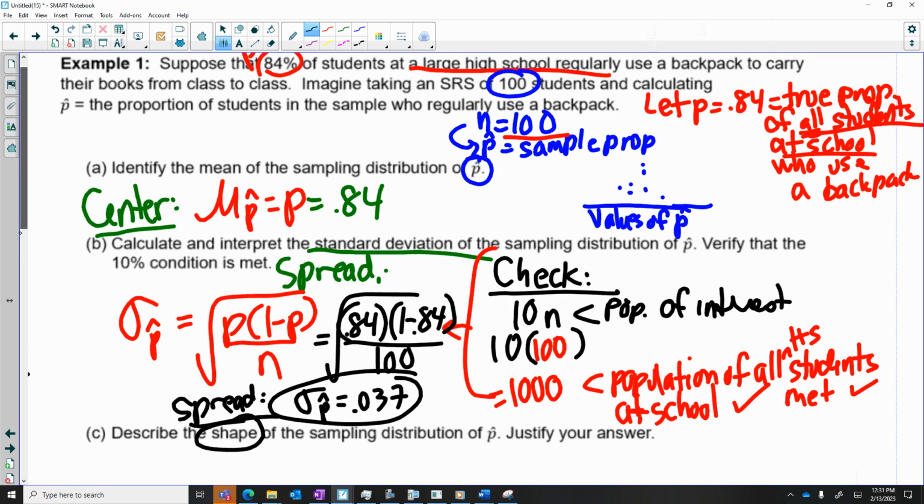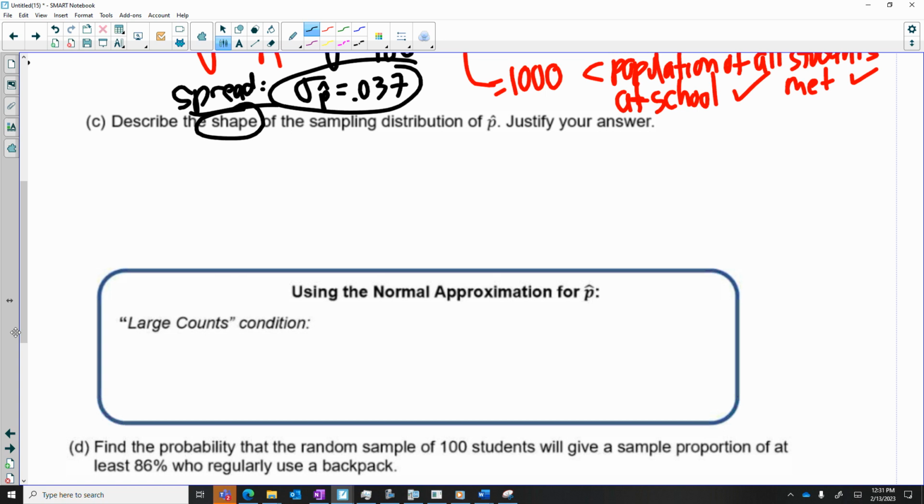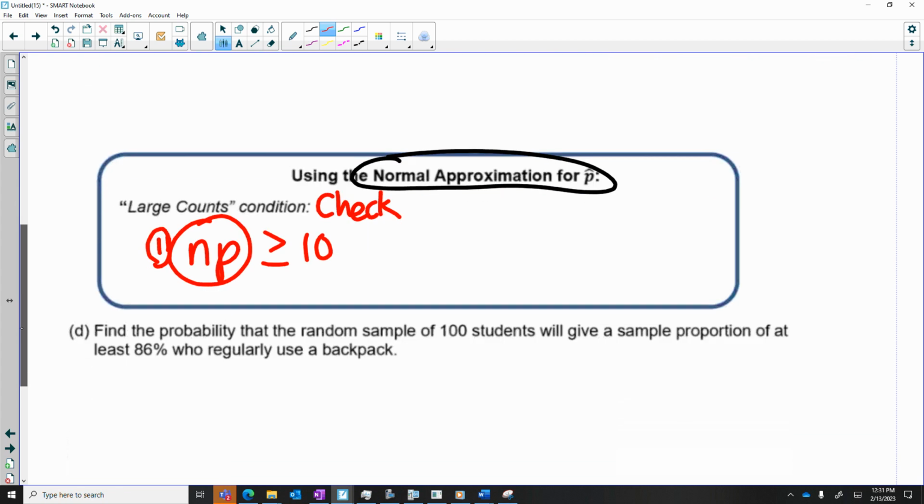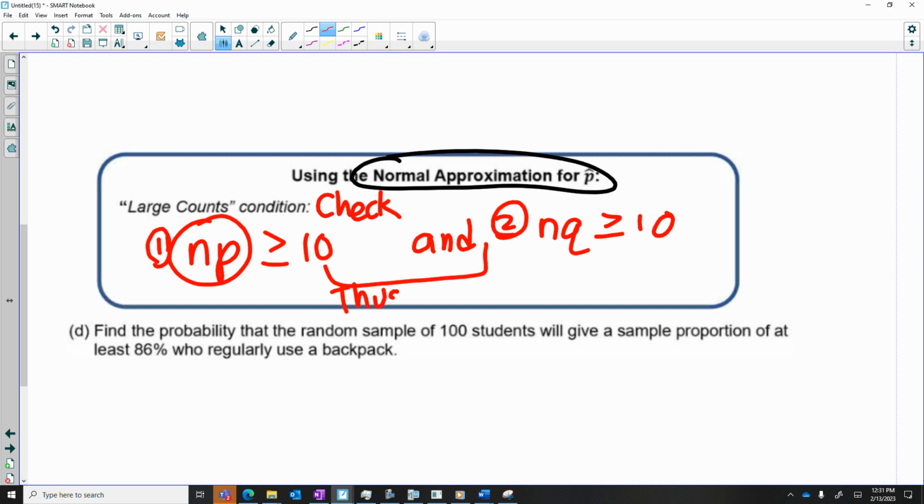Well, we have to do another rule of thumb. And this rule of thumb says, in order for us to assume that something is approximately normal, we have to check that the sample size is large enough. So the large counts condition is check that n times p, which is n, the sample size, times the proportion from the parameter, is at least 10. If this product is greater than or equal to 10, then that means the sample size is large enough that the data will be approximately normal for the sampling distribution of p hat. And you have to also check n times q, or 1 minus p, is at least 10. If both of these are met, then thus the sampling distribution of p hat will be approximately normal.